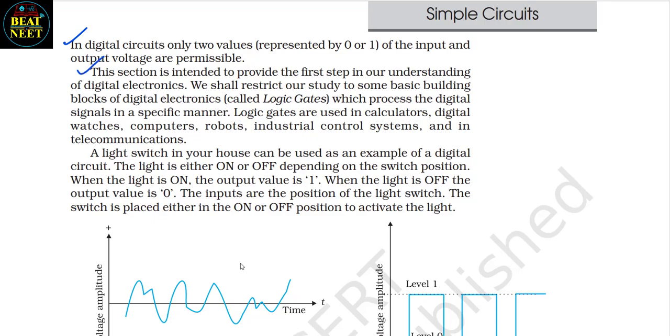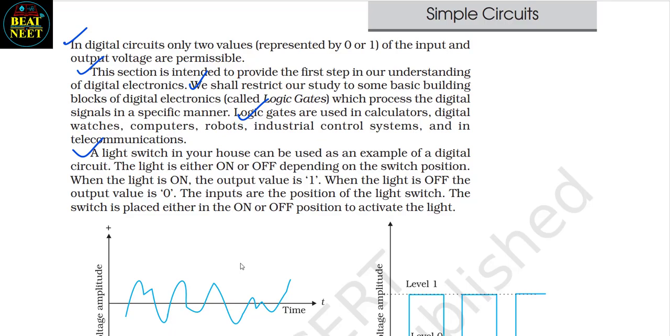This section is intended to provide the first step in our understanding of digital electronics. We shall restrict our study to some basic building blocks of digital electronics called logic gates, which process the digital signals in a specific manner. Logic gates are used in calculators, digital watches, computers, robots, industrial control systems, and in telecommunications.